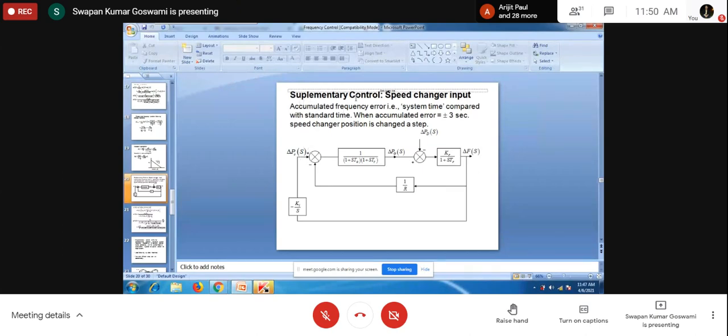Next class, I shall explain how integral control is actually implemented in a power system. Not only that, in our country for frequency control there is a totally different method. That also I shall discuss in our next class.